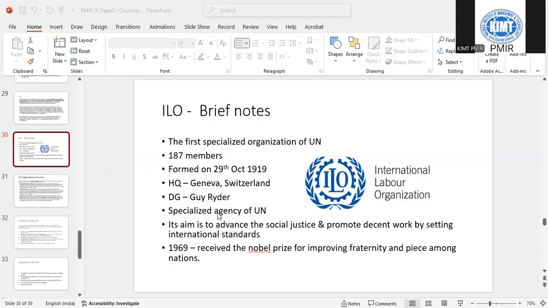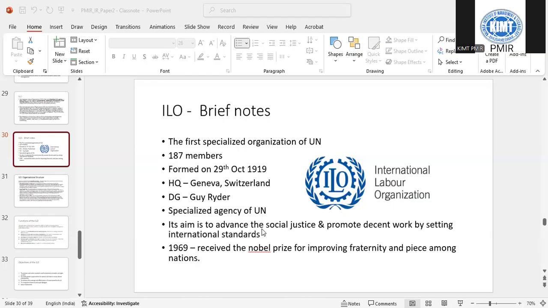That's how it's a very root level organization, which means a person who is from the laborer class, a trade union leader, can go up to director general level. That was the intention of this point. You can mention that. And this was a specialized agency or organization under UN, United Nations.